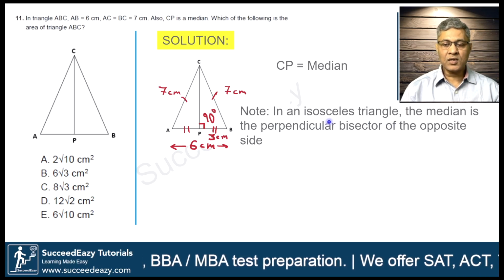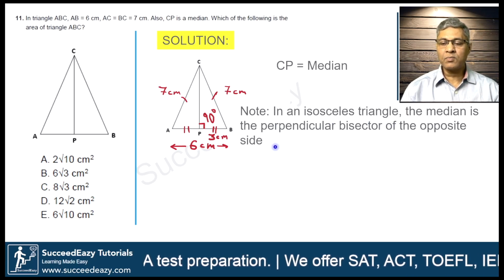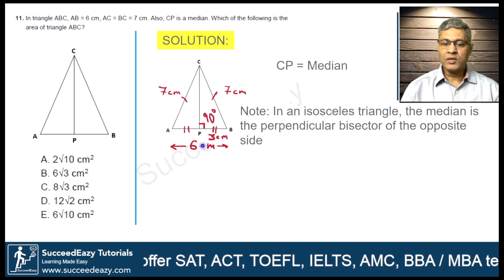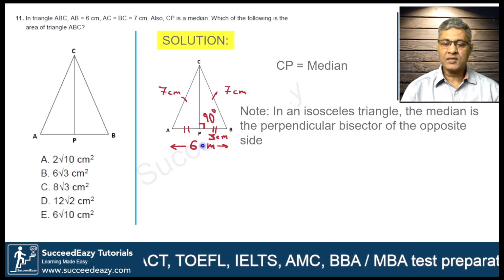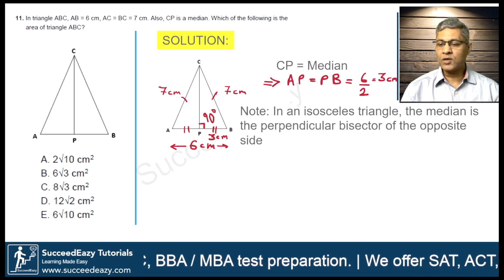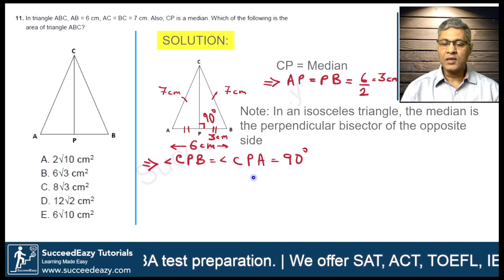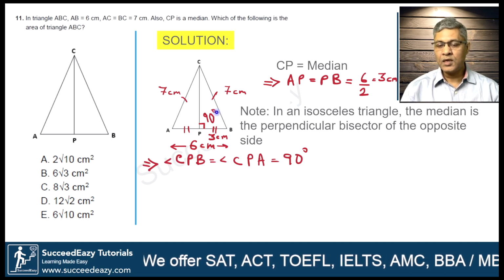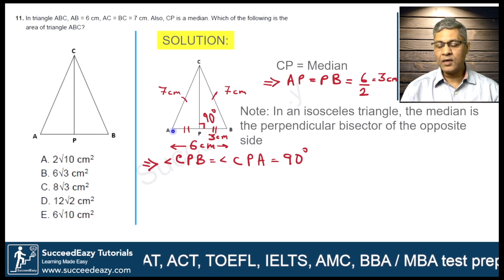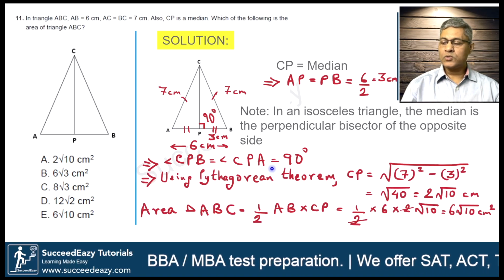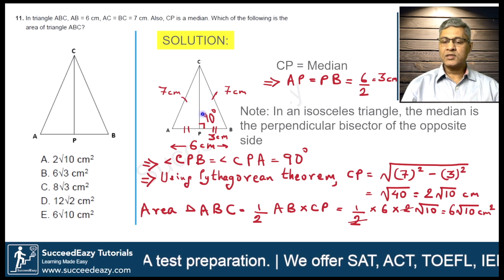And in an isosceles triangle, the median is the perpendicular bisector of the opposite side, right? So here what we get is that AP will be equal to PB, that means equal to 6 by 2, that is 3 centimeters, and these angles, angle CPB equals angle CPA, both equal to 90 degrees, right? So we can now use the Pythagorean theorem in triangle CPB.